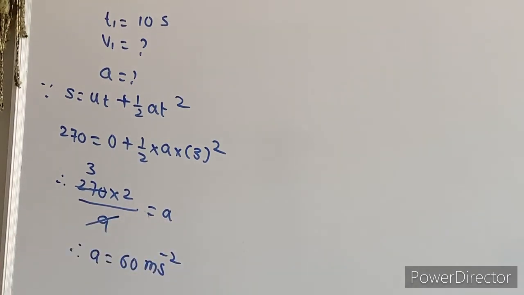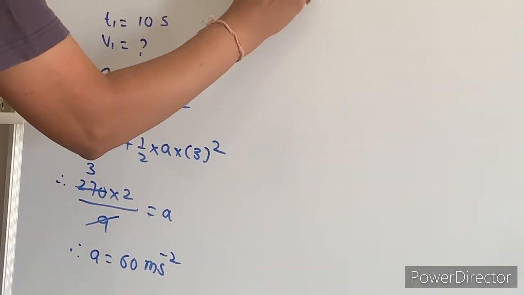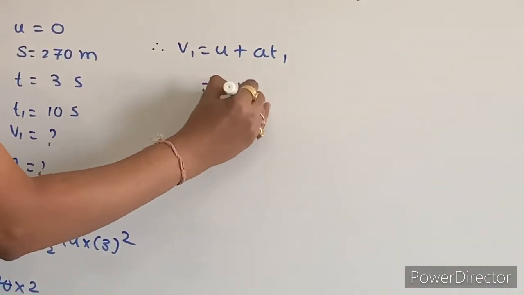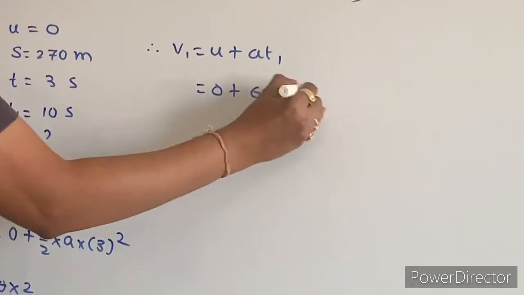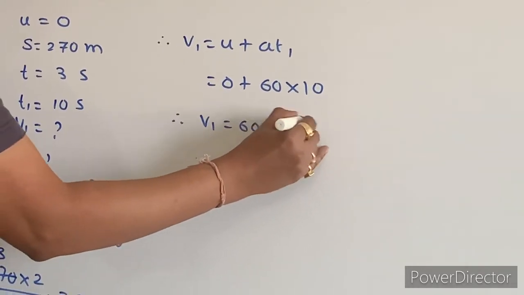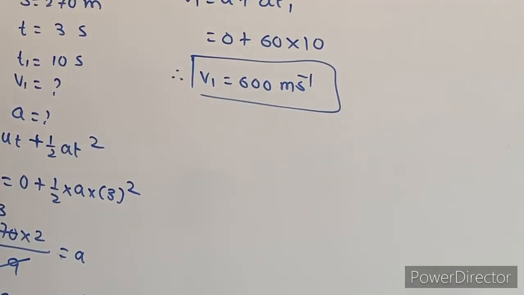Now what they want here after that is the velocity after 10 seconds. We can write V1 is u plus a t1. This is 0 plus 60 into t1, which is 10. So V1 is equal to 600 meter per second. This is the velocity with which this body is moving after 10 seconds.